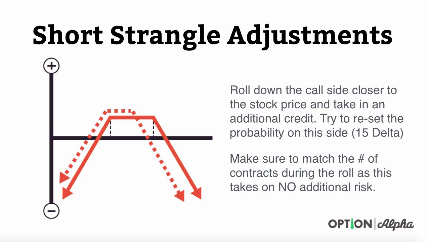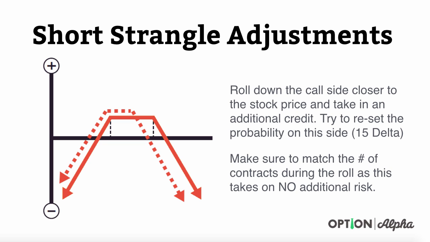And so one key point here is that when we roll down this call side, everyone always asks, well, how far do I roll down that call side? How close to the market do I want to get? And we always say that we try to reset the probability on this side of the trade to a 15 delta. When you originally entered the trade, it had a 15 delta. As the stock is dropping, the delta of that strike price is also dropping, so it's no longer a 15 delta because the stock is moving away from that strike price. So we try to reset that probability, and that gives us a good road marker or guidepost to use when we're trying to decide how far down to roll that side.